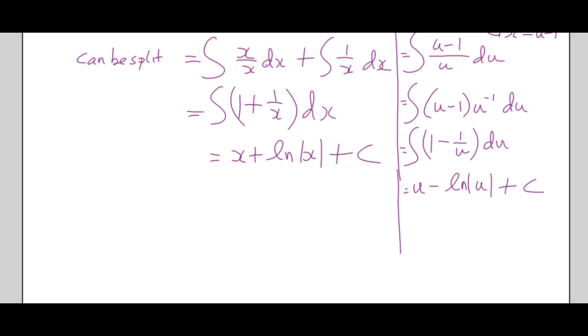There's equal signs all the way along there. Now what's u? U is x minus 1, right?